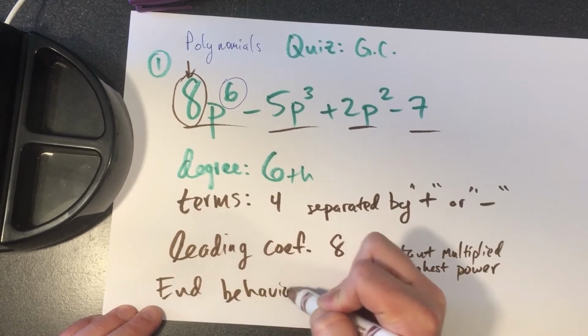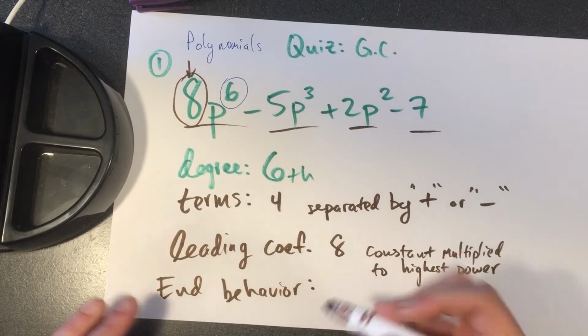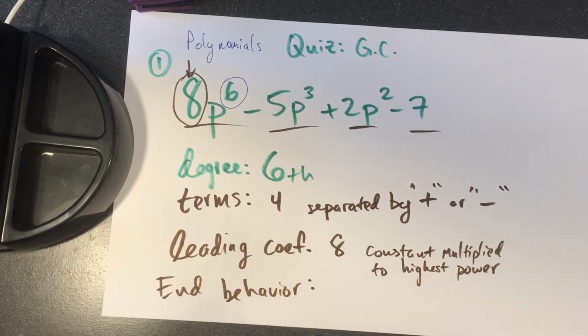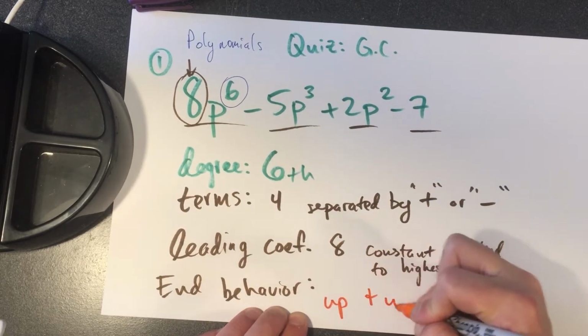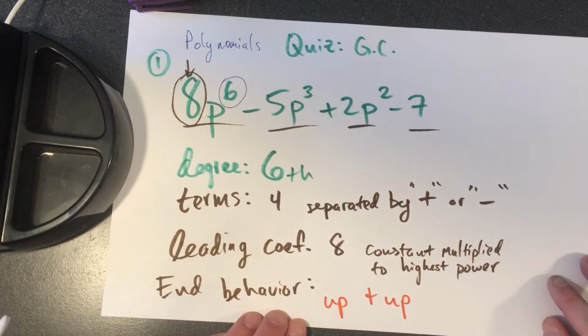I have some bad allergies today. All right, so this end behavior will be up and up. Let's use a different color to change things up here, up and up. Okay, so that's how we look at the polynomial review.